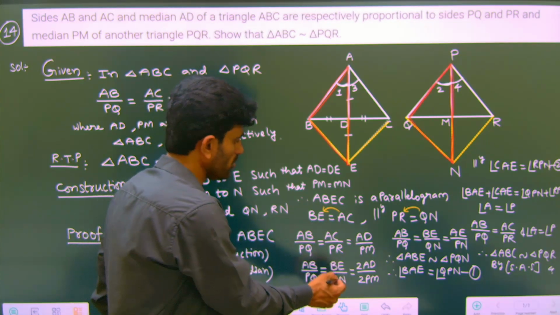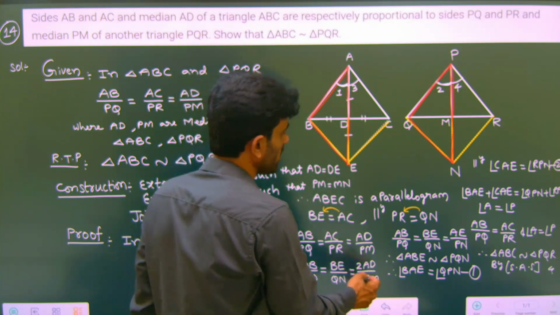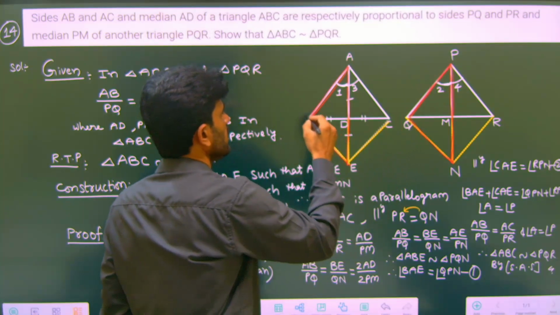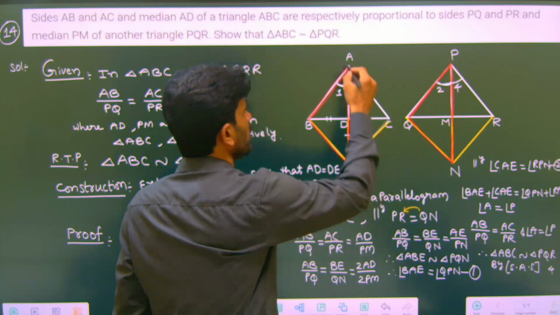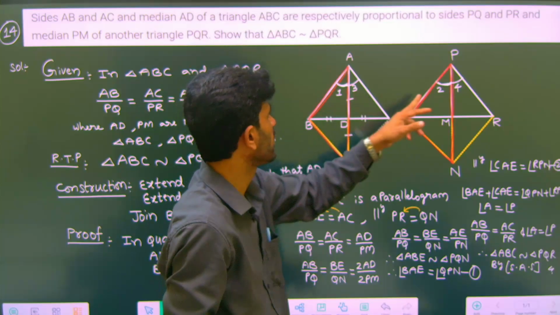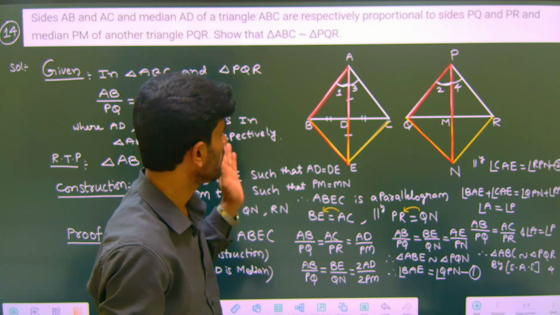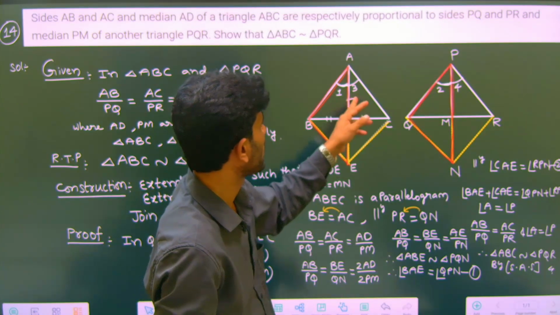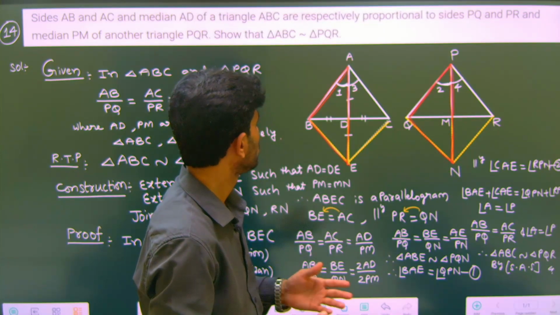So AB by PQ is equal to BE by QN is equal to 2 times AD by 2 times PM, which can be written as AD by PM. So finally I got AB by PQ is equal to BE by QN is equal to AD by PM. So I got the half triangles similar. When these half triangles are similar, angle 1 is equal to angle 2. In the same way, on the other side, angle 3 is equal to angle 4 because those triangles are also similar.